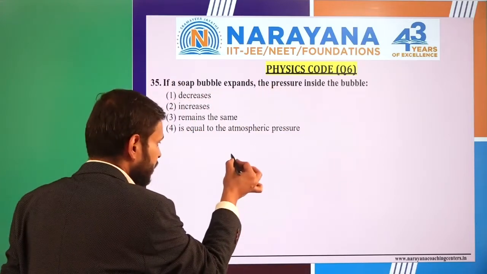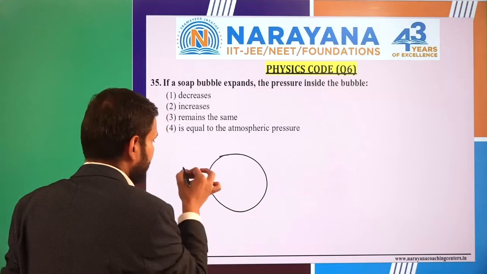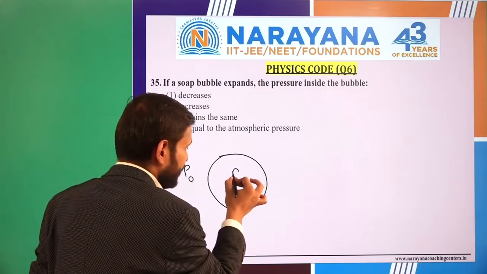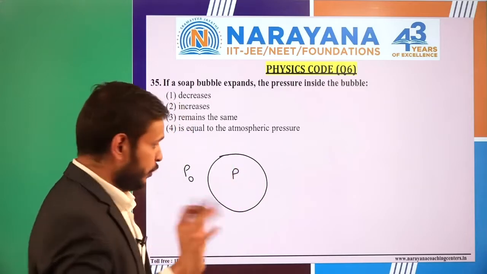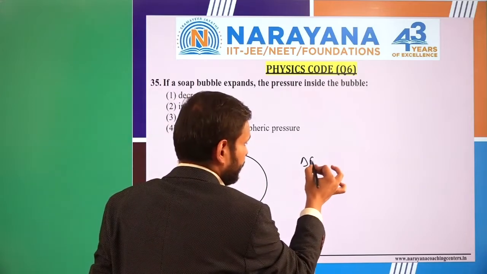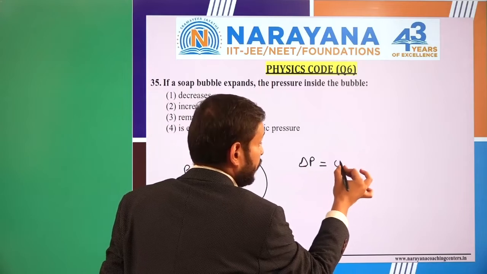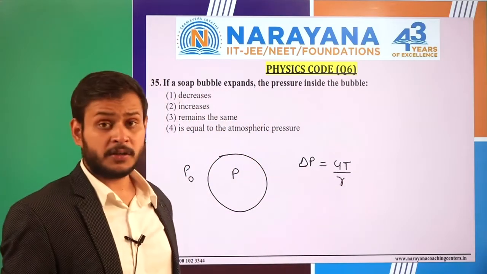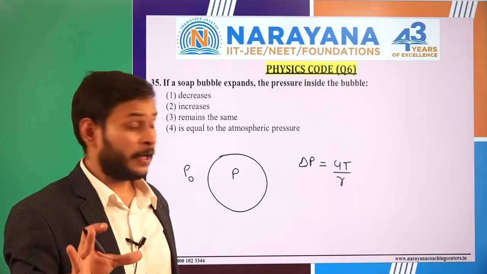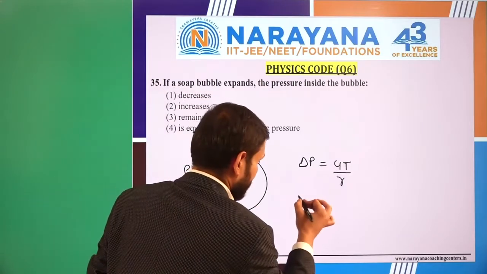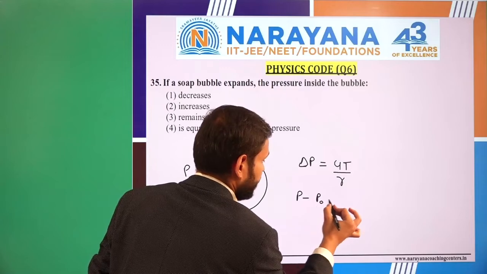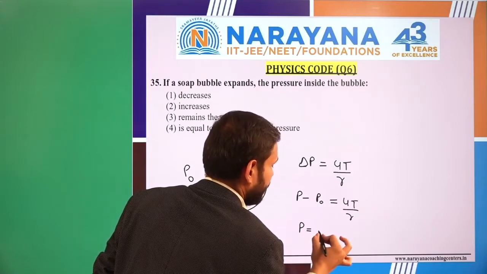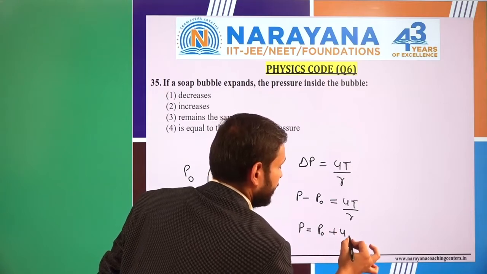Now you should know, if there is a soap bubble outside, we can say that the pressure will be P naught, that is atmospheric pressure, and inside there will be some pressure. Let's call it P. So we know that excess pressure for the soap bubble will be 4T by R. Of course, 2 free surfaces are there for the soap bubble. So over here, if we write del P, then it will be P minus P naught is equal to 4T by R. So inside pressure, we have got P naught plus 4T by R.